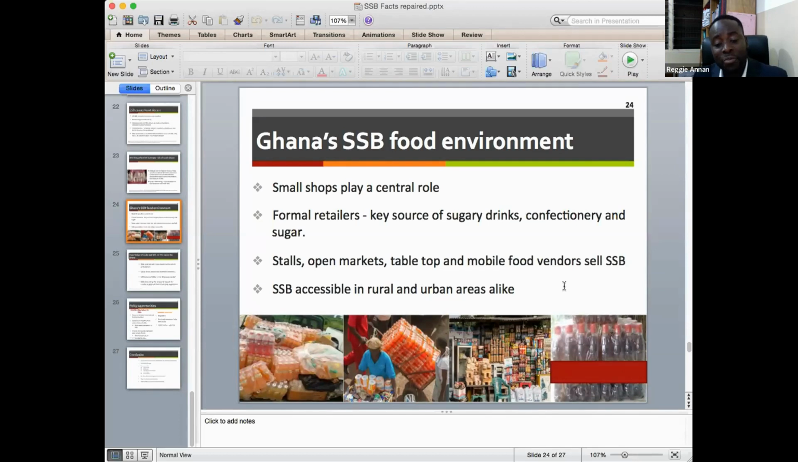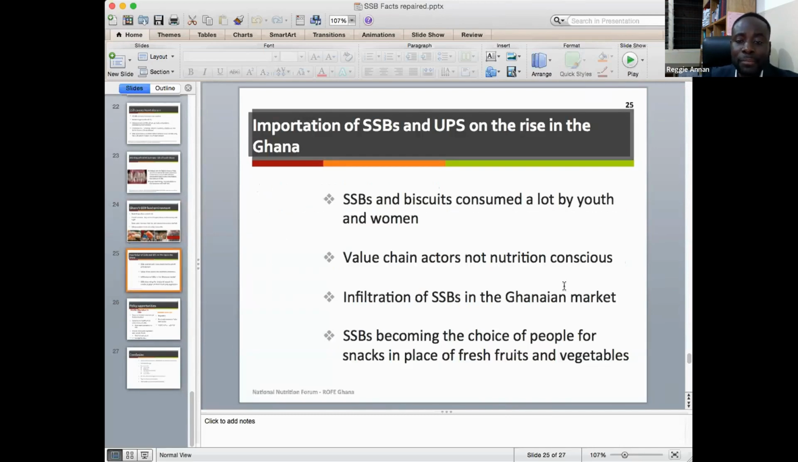So you can find in a rural area somebody with a tabletop selling sugar-sweetened beverages. It is not only the big markets or the big food industry driving the SSB food environment, but almost everybody, equally in rural and urban areas. We also showed that everybody consumes them, the youth, the women, the older people, and those who drive the value chain are not nutrition conscious, so they don't know whether SSBs have any negative health impact or not. But we also know there is infiltration in the Ghanaian market and it's everywhere. Many would choose SSBs over healthy snacks like fresh fruits and vegetables.